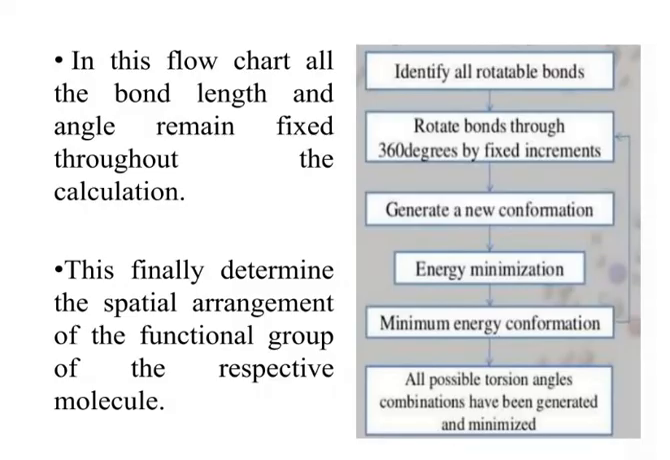In this flow chart, all the bond lengths and angles remain fixed throughout the calculation, and this finally determines the spatial arrangement of the functional groups of the respective molecule. Identify all rotatable bonds, rotate bonds through 360 degrees by a fixed increment, generate a new conformer, and perform energy minimization to get minimum energy conformations. All possible torsion angle combinations have been generated and minimized.